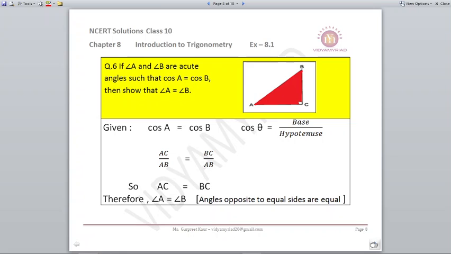So we can say AC is equal to BC. And when two sides are equal, their opposite angles are also equal. So angles opposite to equal sides are equal. Therefore, we can say angle A is equal to angle B.